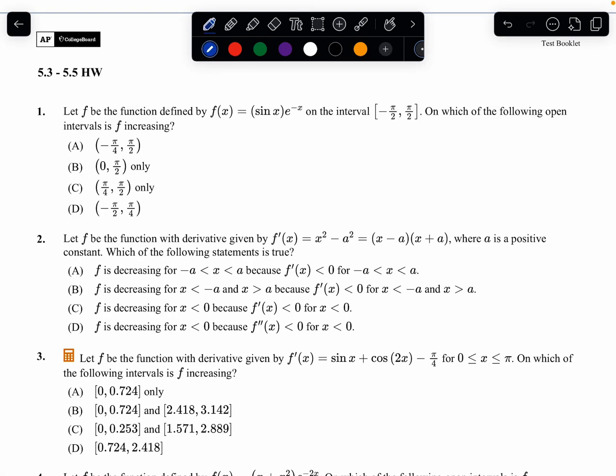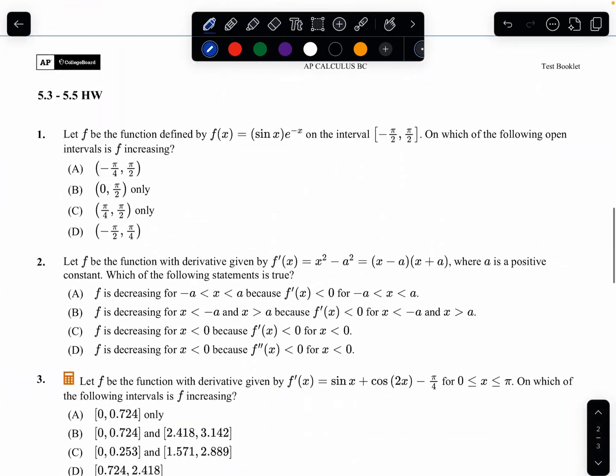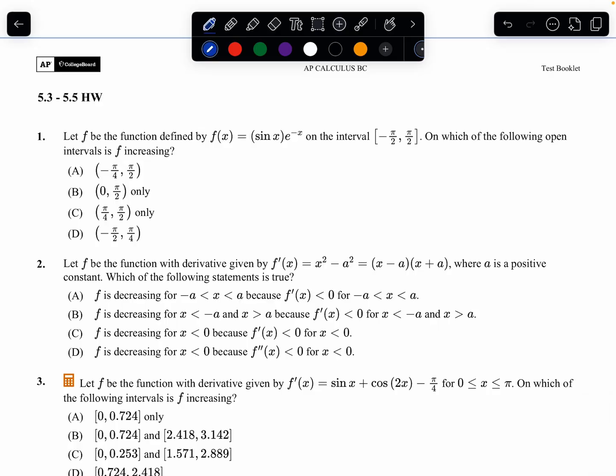All right, so let's finish this 5.3 through 5.5 homework assignment, the multiple choice. Continuing on with the same stuff we covered in the first part, we're going to be talking about increasing and decreasing intervals, the first derivative test, and the candidates test. So let f be a function defined given here.